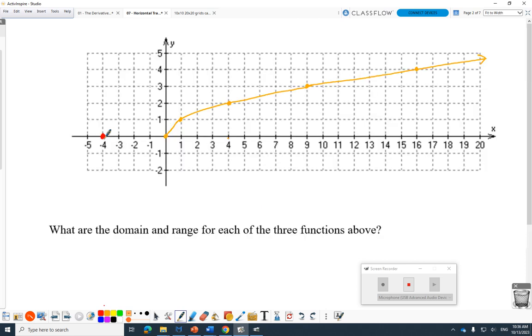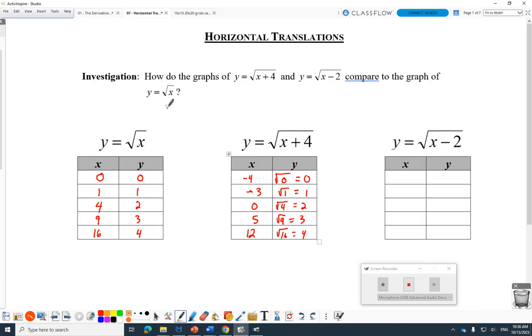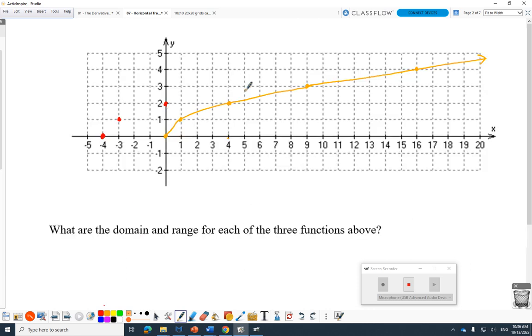Negative 3, 1. It just moved left 4. 0, 2. 5, 3. And 12, 4. A bit of an optical illusion again. It looks like it's getting closer and closer together. And it sort of is. But it's not. If you look, everything's just been moved left 4. And because the function starts to grow so rapidly, it looks like it's moving together.